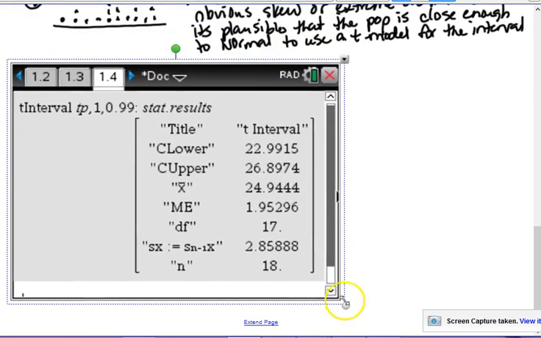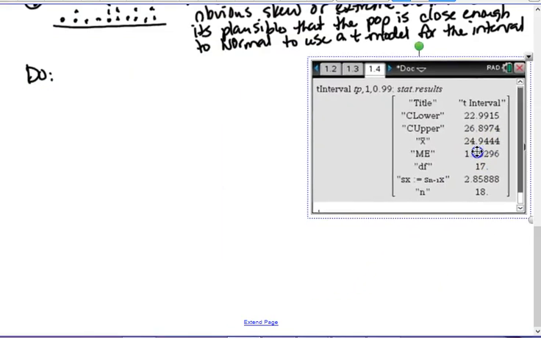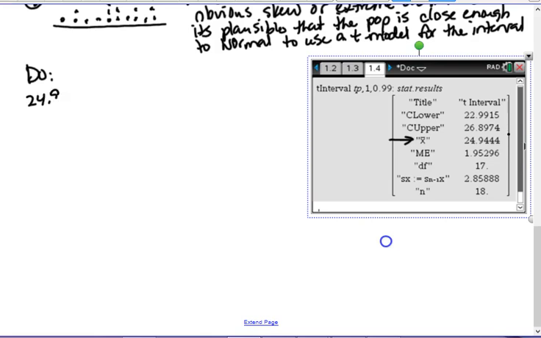Okay, so I've got important numbers that I need for my interval. So I'm going to put in my x bar. So there's my x bar right there that I need. 24.9444 plus or minus. And my t critical value I'm going to leave a spot for because I don't have that yet. But I'm going to put in my sample standard deviation, 2.85888 divided by the square root of my sample size, which is 18.